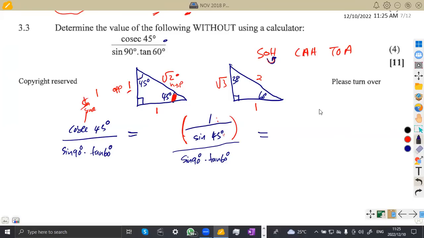So we are going to have our answer as the opposite over the hypotenuse of sine, which is 1 over the square root of 2. So it is going to be 1 over the square root of 2. So this is what you're going to have.